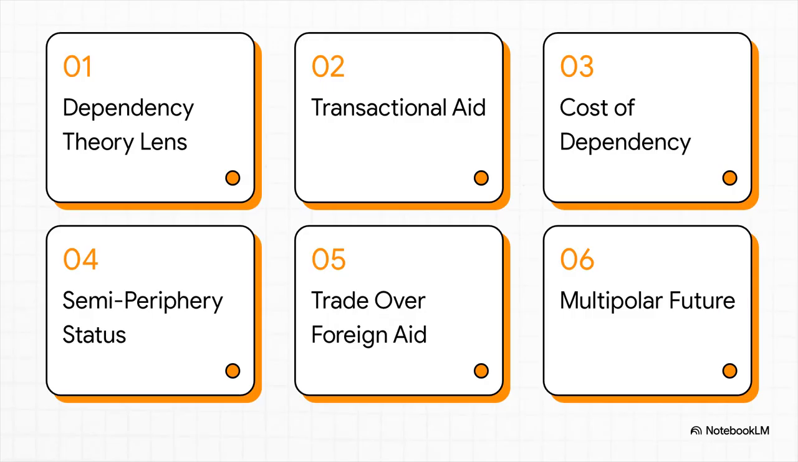To make sense of all this, here is our game plan. We'll be covering 1. The dependency theory lens. 2. Decades of transactional aid. 3. The cost of dependency. 4. Rise to semi-periphery status. 5. Trade over foreign aid. And finally, 6. Building a multipolar future.